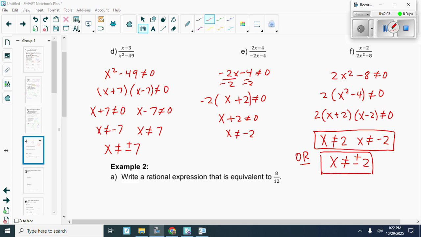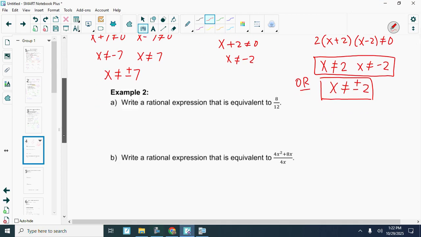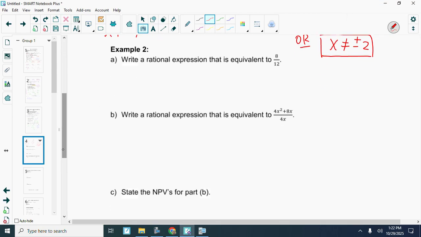So that's non-permissible values. Whenever we have a rational expression, even if it doesn't ask you for them, you're always going to state your non-permissible values. Usually it will say state non-permissible values, but just in case, like when we do a word problem, the word problem doesn't always tell you all the steps that you need to do. So if you're doing a word problem, you still have to state non-permissible values, even if it doesn't ask you to. So file that one away. We're always going to state non-permissible values when we are dealing with a rational expression.